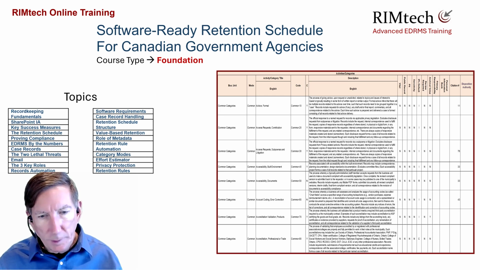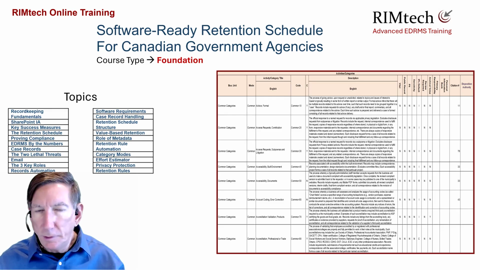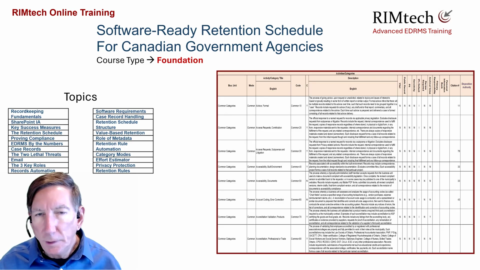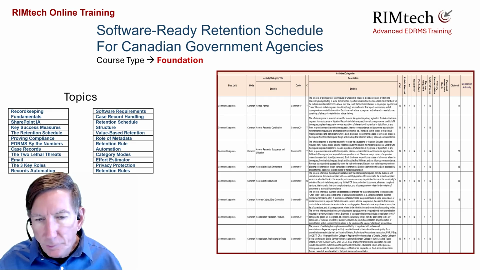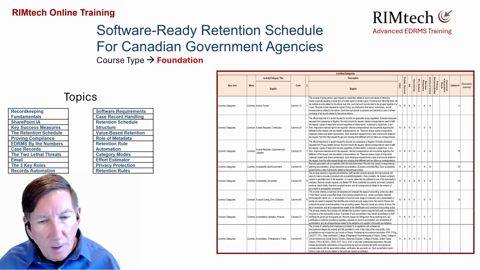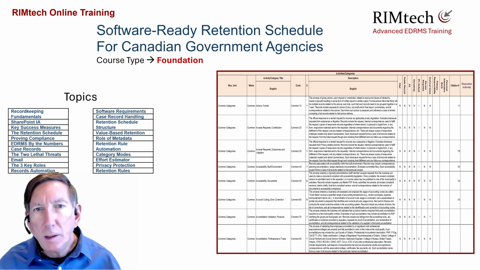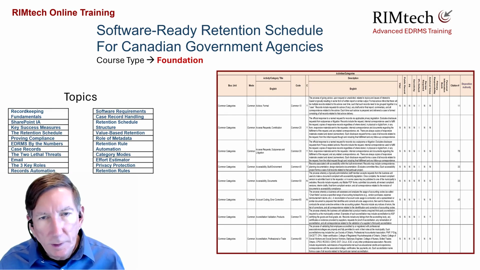What does a SharePoint information architecture look like? Why do we need to know that? Because the retention schedule drives the information architecture. The two are closely linked. What is the information architecture? It's the answer to this question. Where do we store our stuff in SharePoint? How many libraries do we need? What do we need to call them? How many content types do we need? What metadata do we need? All that is driven by the retention schedule, okay? So we'll dig into that.